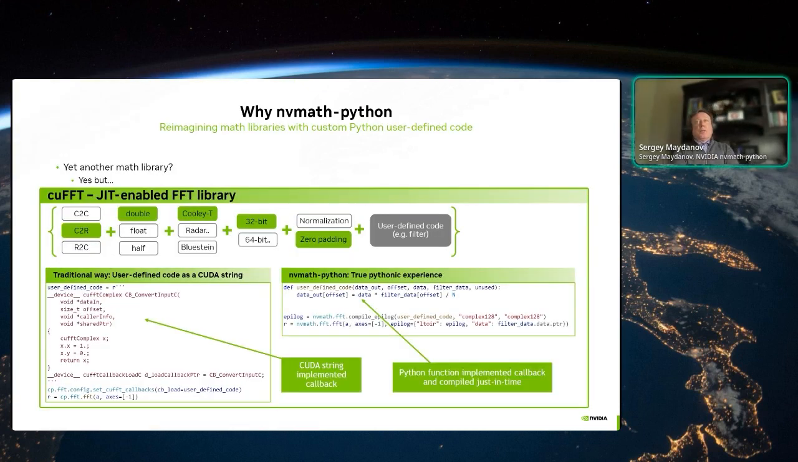So why do we need nvmath-python? Why we need yet another math library? So technically it is a math library, but not exactly the library. It's based on existing NVIDIA math libraries. And in the past few years, we were reimagining our CUDA math libraries, including adding capabilities for just-in-time compilation of these libraries. Just imagine cuFFT. On the surface, it looks like a regular math library, but under the hood, it uses JIT compilation technology. When you can select the problem, the data types, the algorithm type, and actually add some custom user code.